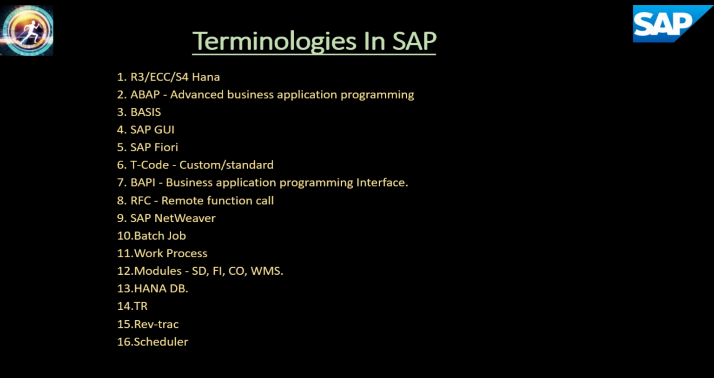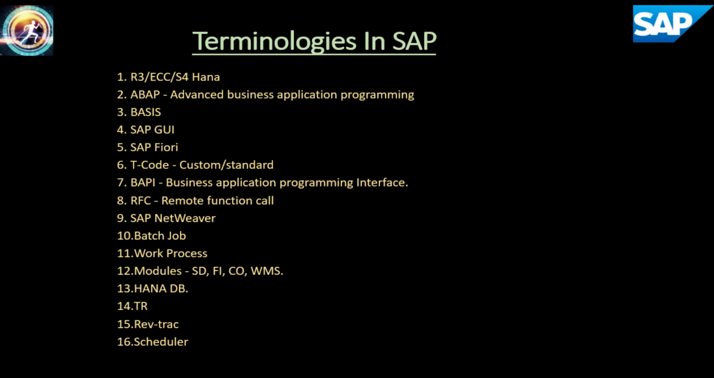Then we have the HANA database, HANA DB. This is another commonly used terminology. It is nothing but the proprietary database that SAP uses. Before, they used to run on Oracle, and with S4 they introduced this HANA database, which is an in-memory database. We'll talk more about it. This is one of the advanced capabilities of S4 HANA, the database.